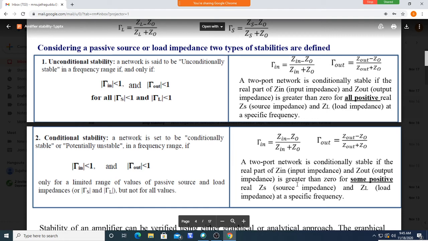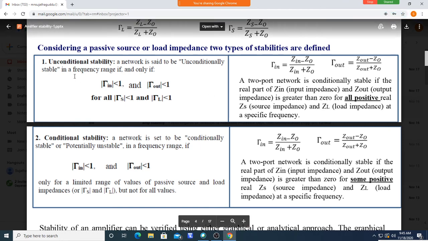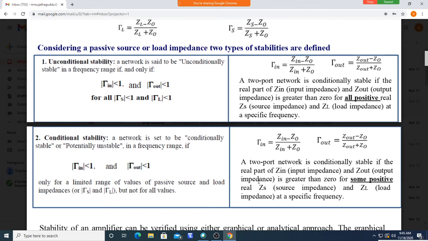So we have to find out for what values of Zs and Zl the system is stable. If this is the case, okay, so that is the meaning. If they ask what is the distinction between conditional stability and unconditional stability, you should write about this. Okay, usually the question will come like that.